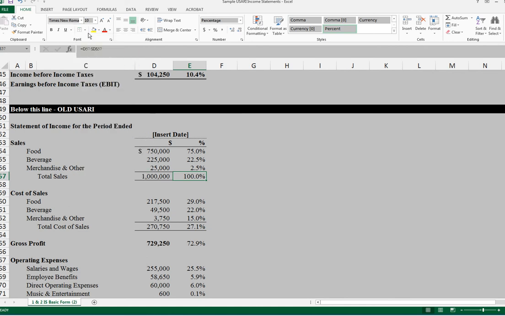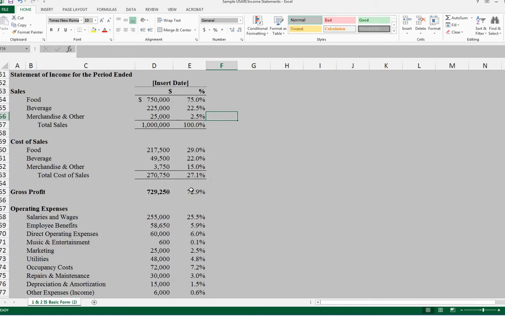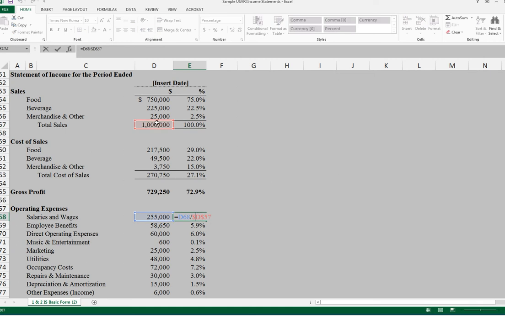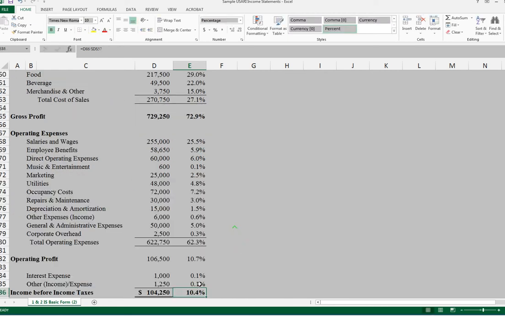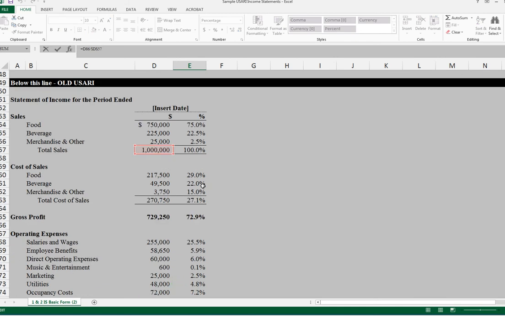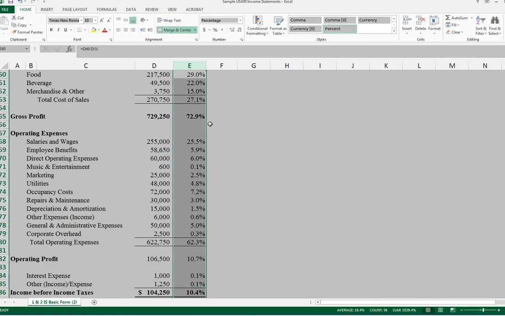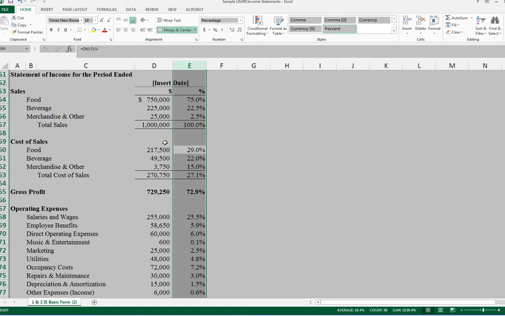Okay, so all of these line items are now as a percentage of total sales on the correct income statement. All of the numbers here are each line item as a percentage of total sales, except for the cost of sales area.